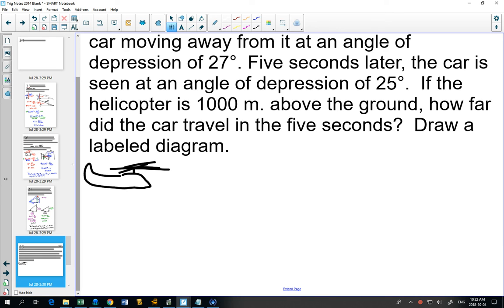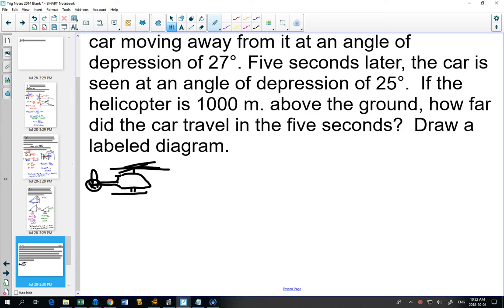Ooh, that looks like an airplane. The drawing, right? Oh, yeah. Whew, I like that helicopter.